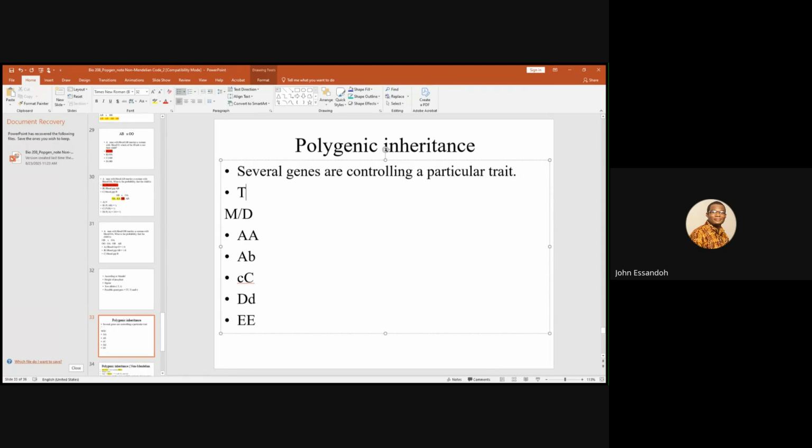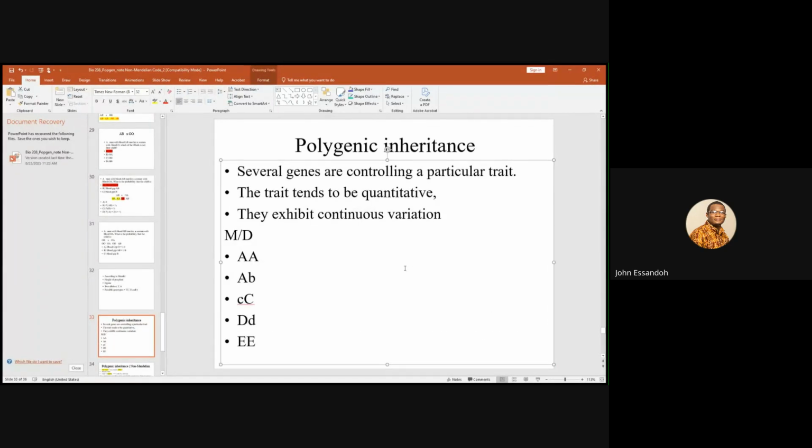The traits tend to be quantitative. And also those polygenic traits exhibit continuous variation. They exhibit continuous variation.